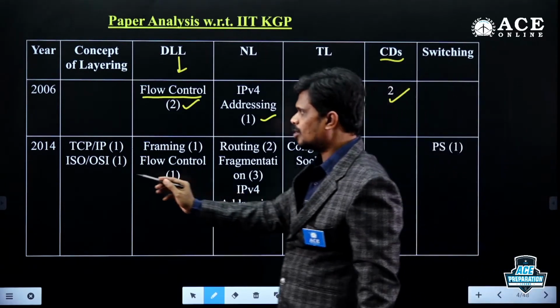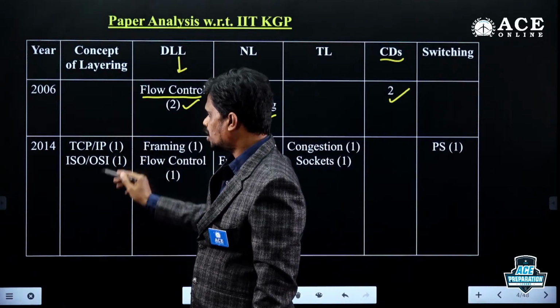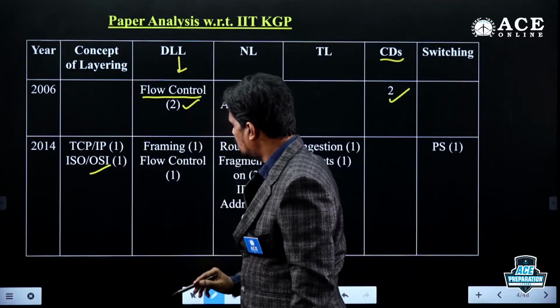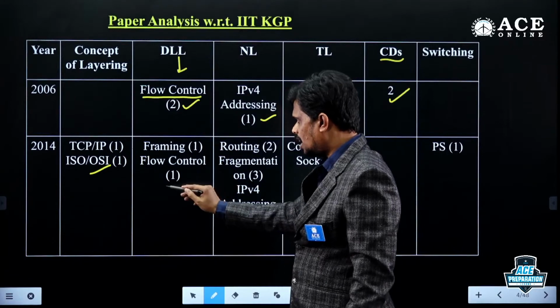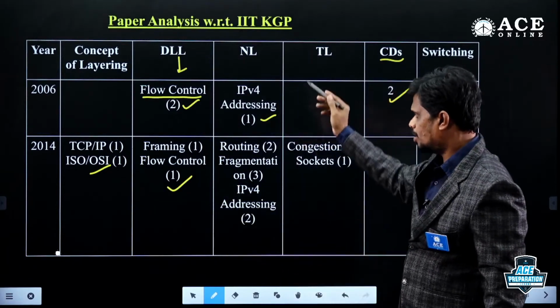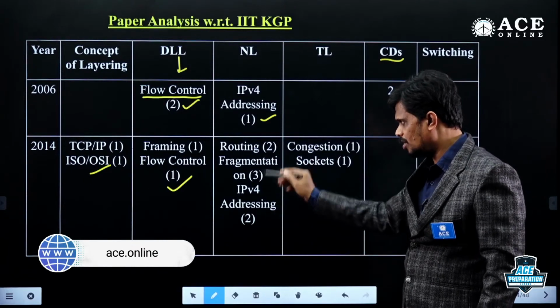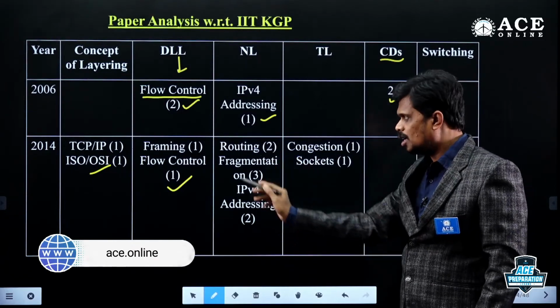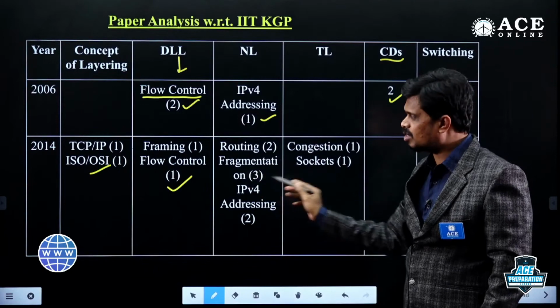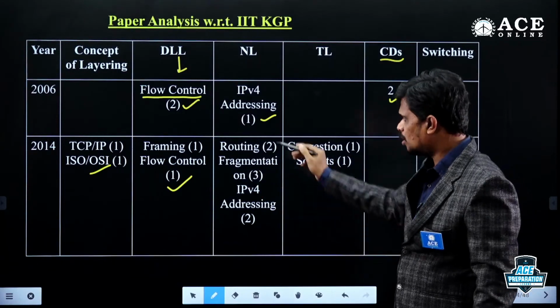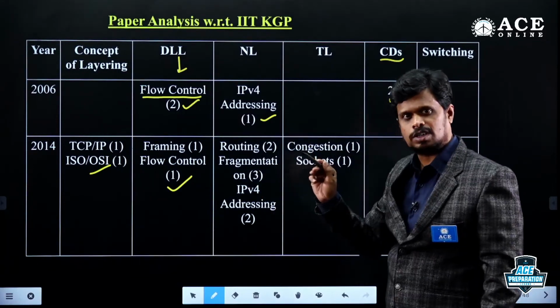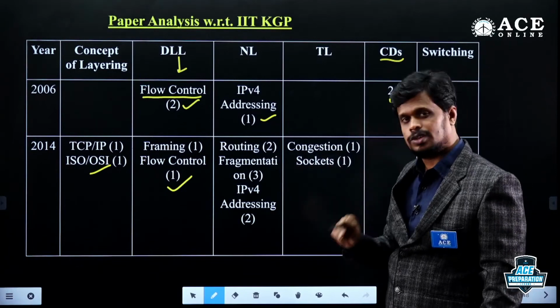Next, if you verify the 2014 paper, from the concept of layering we have 2 questions. From the data link layer we have 2 questions. And from the network layer we have 2 plus 3, 5, 5 plus 2, a total of 7 questions. This is the analysis of 3 sets. So we have 7 questions from the network layer among the 3 sets of the 2014 paper.